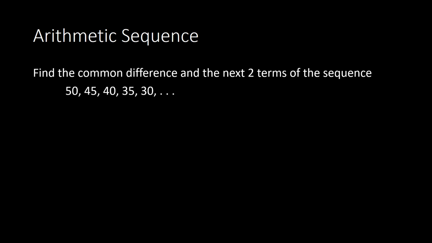Now we have a question where it says to find the common difference and the next two terms of the sequence. So here we see 50, 45, 40, 35, 30, etc. And the pattern is that we are subtracting 5 every time. 50 minus 5, 45 minus 5, etc. So because of that, your common difference would be minus 5 or negative 5. And the next two terms are found by continuing that pattern. So I subtract 5 again from 30 to get 25, and then subtract 5 from 25 to get 20.